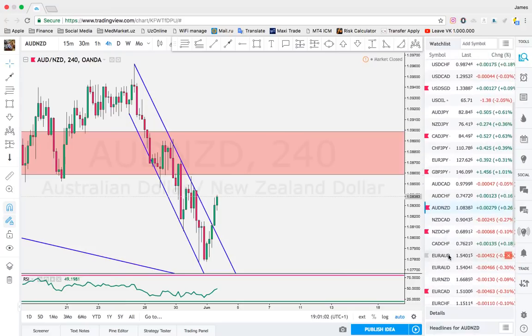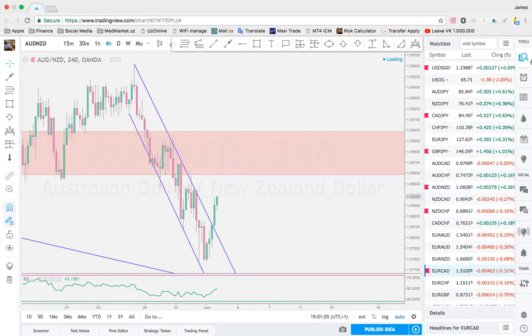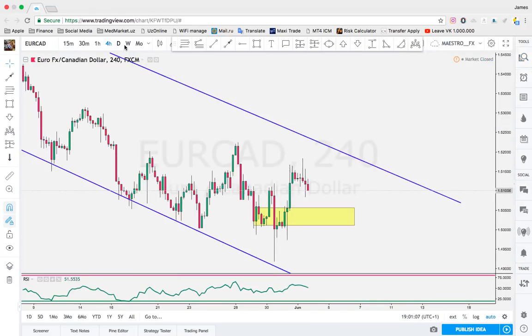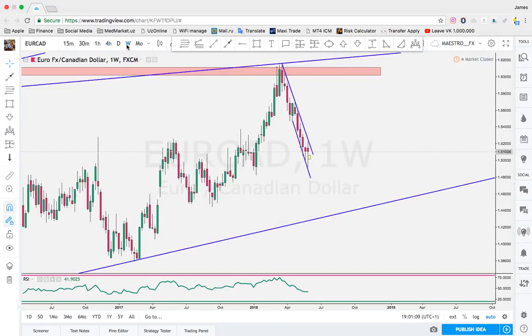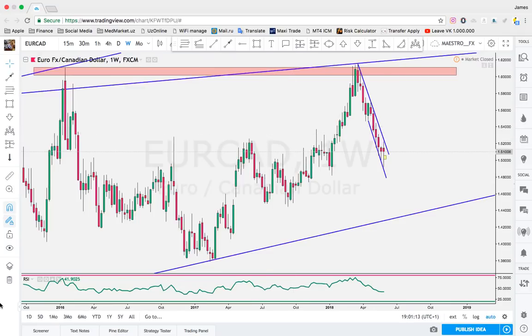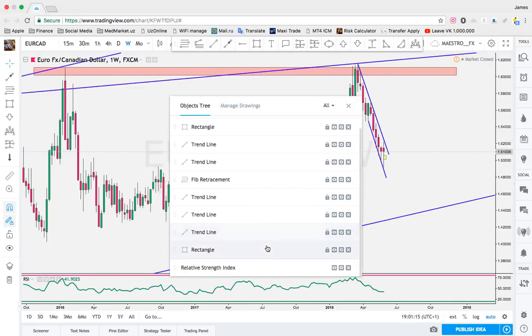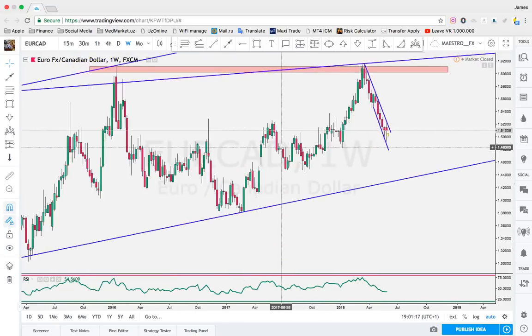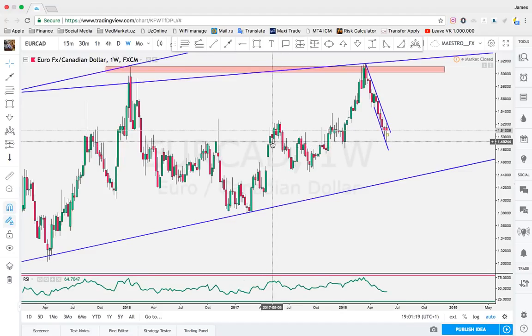Next one, EuroCAD. EuroCAD weekly time frame. What do you spot? What do you spot here on weekly time frame on EuroCAD? Tell me what you spot here. Yes, of course. Bullish rejection. Why? Tell me the reason why.